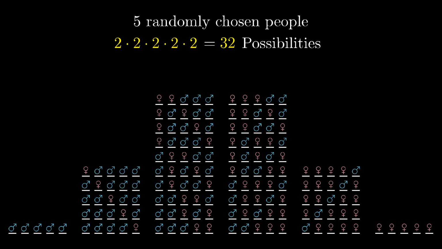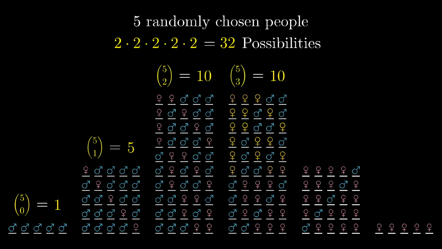And what you'll find is only 1 includes 0 women, that's 5 choose 0. 5 of these configurations have 1 woman. Those with 2 women are a little harder to think about at first, but as we saw earlier, you can count that there are 10 of them, that's 5 choose 2. Symmetrically, there are 10 with 3 women, since you can also think of those as the configurations having 2 men. Likewise, 5 of them have 4 women and 1 man. And only 1 configuration has 5 women.